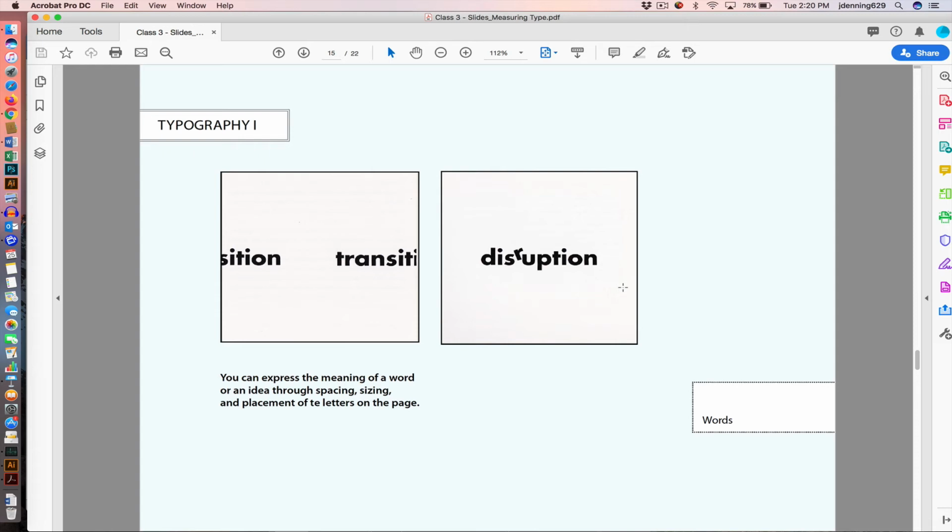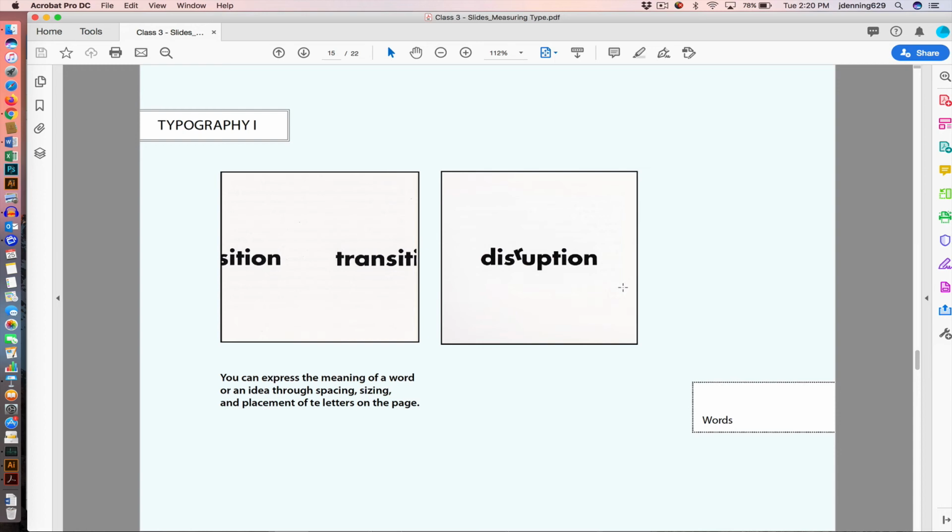So this week, you're going to be working on this project called Design a Word, and you really can express the meaning of a word or an idea through spacing and sizing and placement of the letters on the page. And I'm really hoping that you experiment with kerning and tracking in your designs.